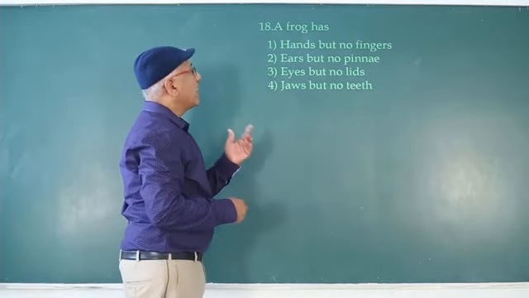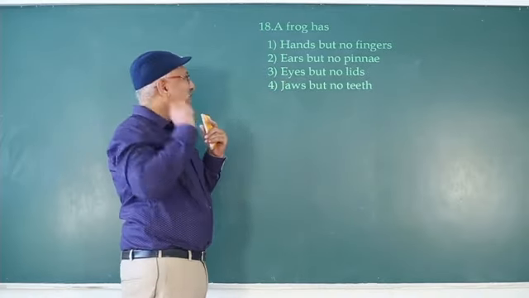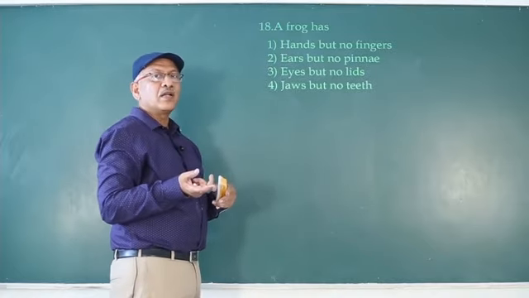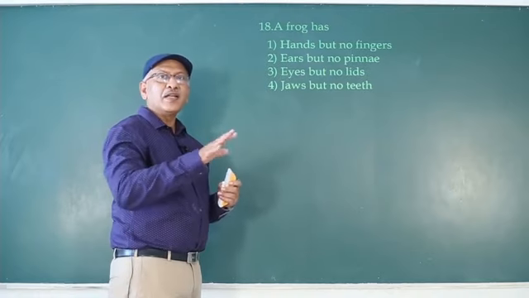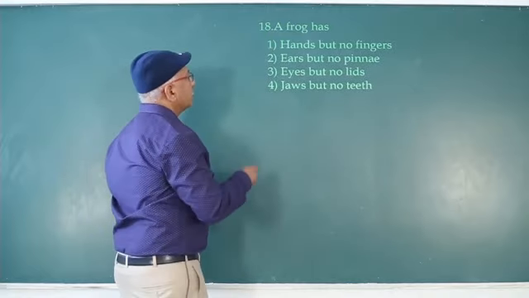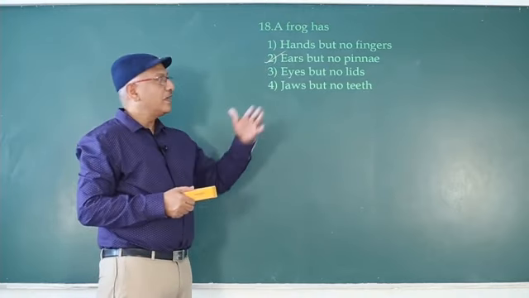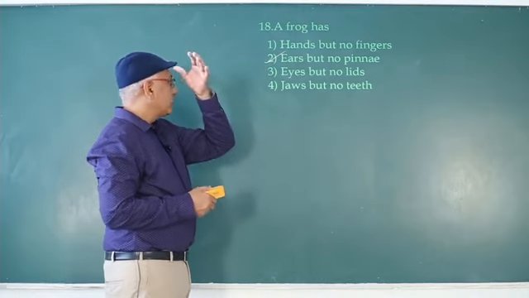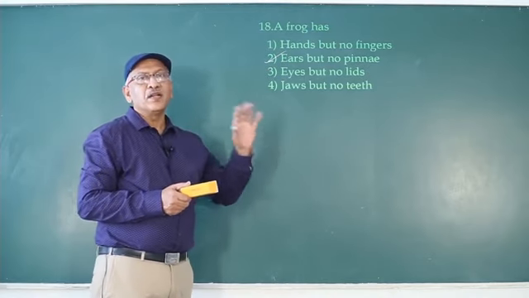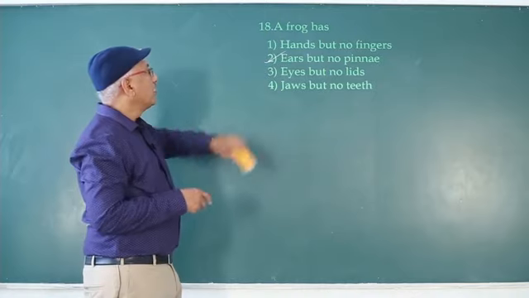A frog has hands but no fingers, wrong. Ears but no pinnae, correct. No, only tympanum, internal ear. Internal ear is also ear, middle ear is also ear. In higher organisms, external ear, middle ear, internal ear. So frog has ear but pinnae are absent. Eyes but no lids, wrong. Upper eyelid, lower eyelid, nictitating membrane, the third eyelid also present. Jaws but no teeth, wrong. In frog, teeth are present in the upper jaw, absent in the lower jaw. In toad, teeth are totally absent. Answer is second.